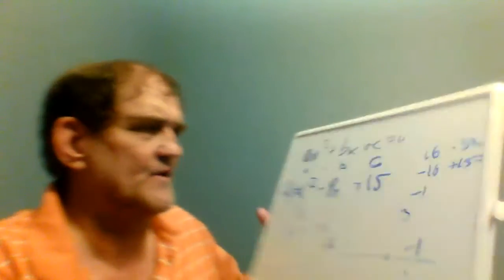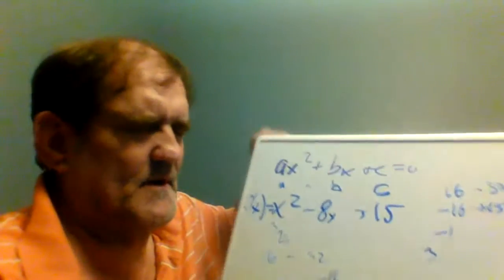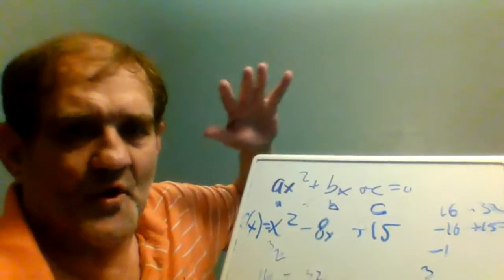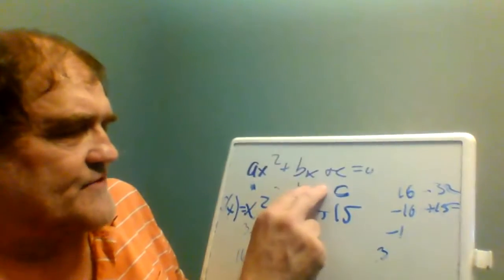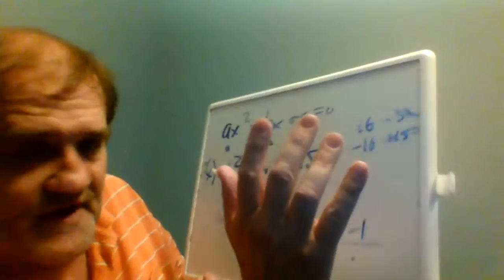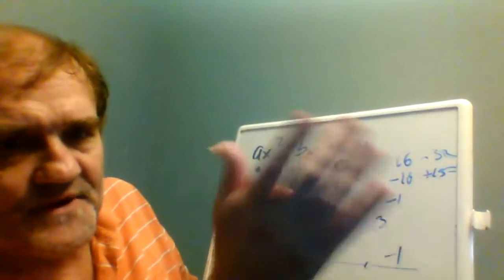Hi, folks. We've been dealing with the quadratic formula, a quadratic equation. I'm going to hopefully explain this the right way to you. This is the standard form: ax squared plus bx plus c. All right? That's the standard form. There's also another form. We can talk about that later.